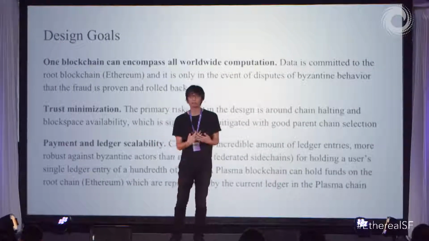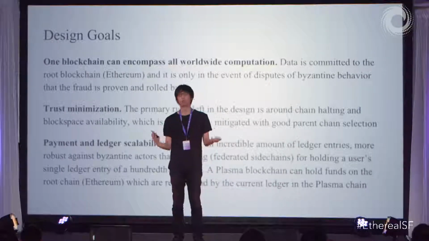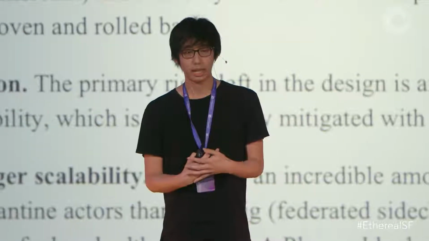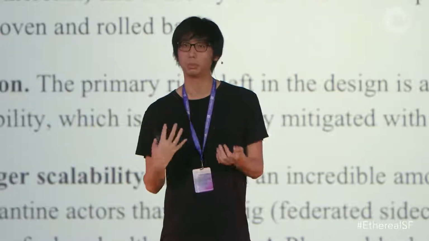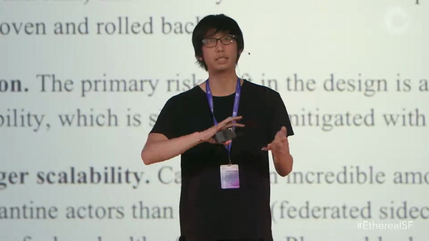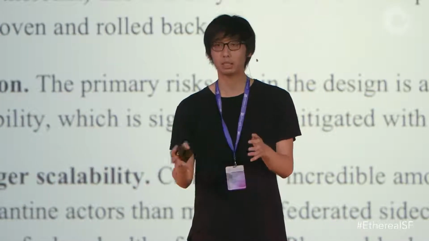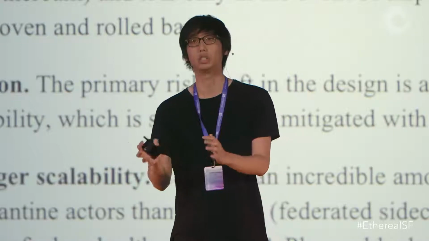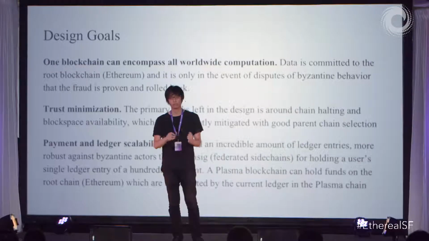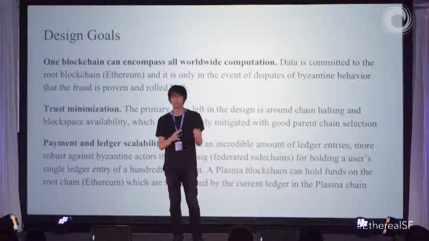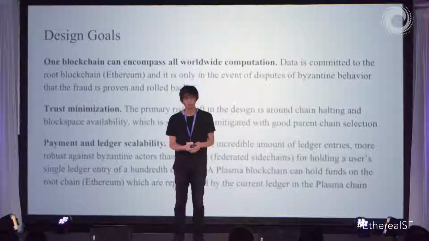So the design goal of this is that you can do all worldwide computation on Ethereum. And the goal is trust minimization. So the activity in this child blockchain should be as untrusted as possible. So if the participants all actively try to steal your money, you should be able to find ways to get out of it. And the paper defines the specific mechanisms and security assumptions and properties.